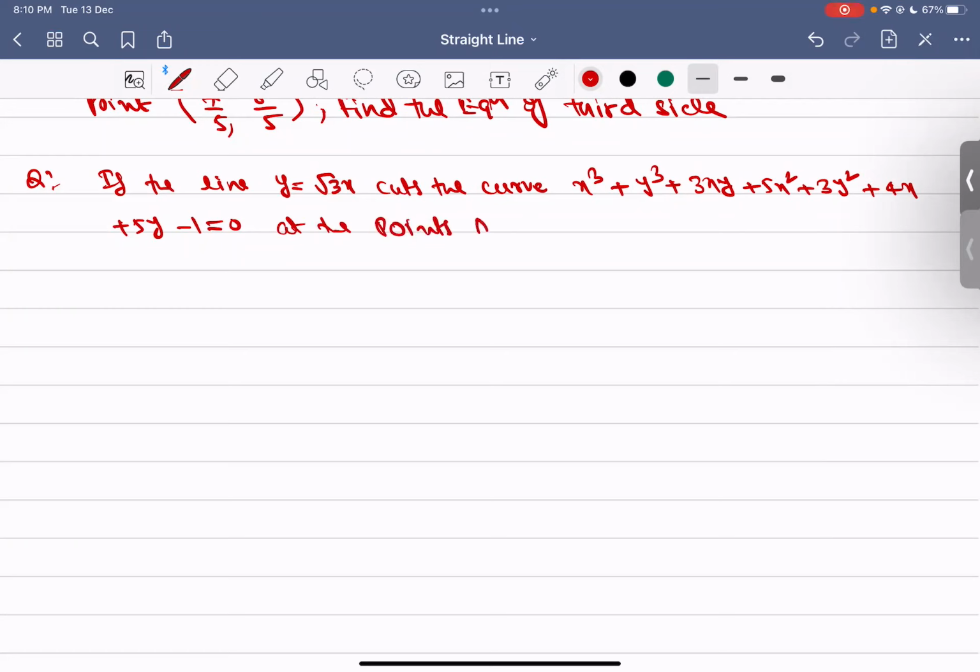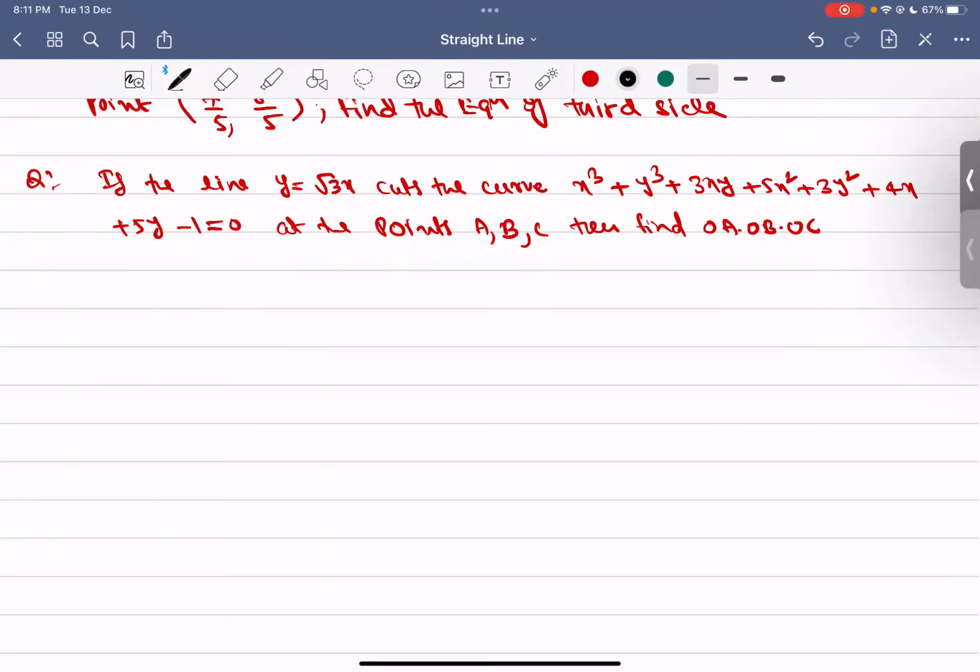A, B, C. Then find OA into OB into OC. This is the question. See here, the line y is equal to root 3x cuts this curve.